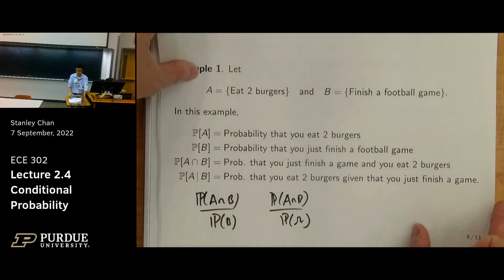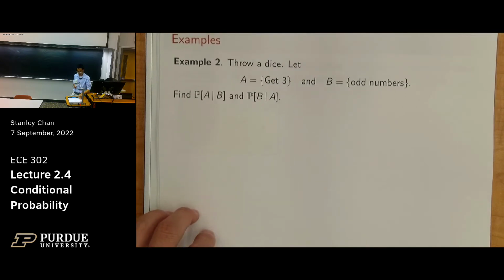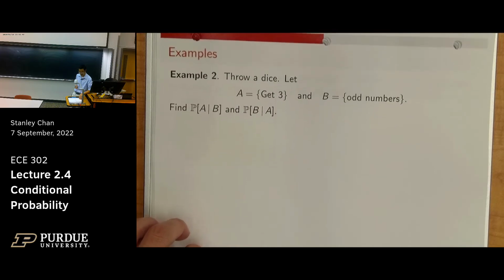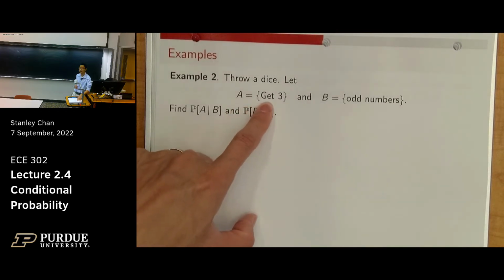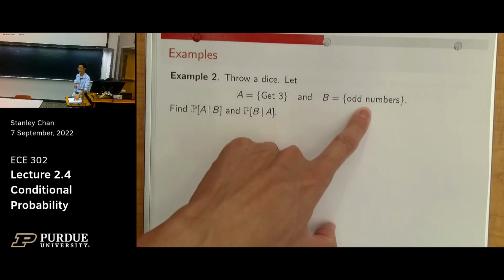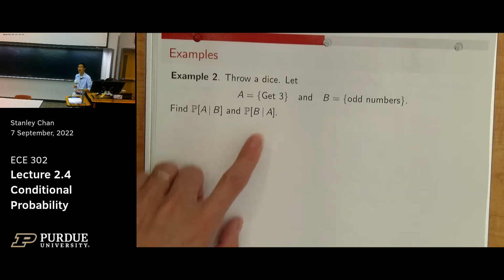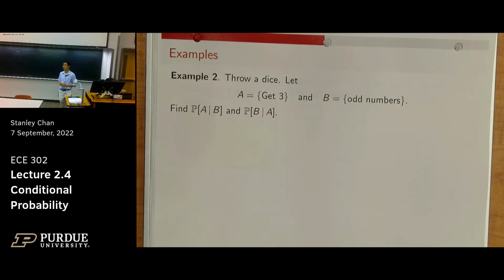Let's work on a little bit more concrete example. So numbers, right? Let's throw a die, and you have event A, getting a 3, and event B, getting odd numbers. Let's calculate the probability of A given B and B given A. Are they the same? Let's do it. You have an idea?